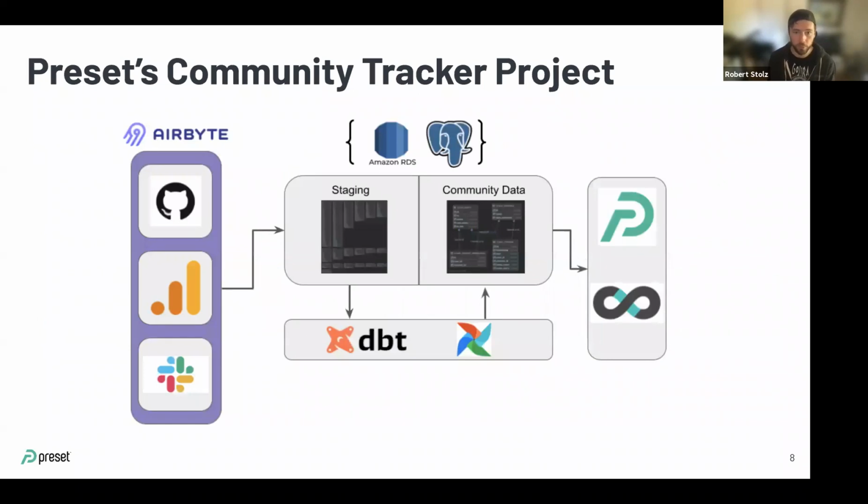The architecture looks something like this. We have Airbyte pulling data from a number of different APIs and loading it into a staging environment. Then DBT performs transformations on that data, automated by Airflow. The community data model is built by DBT and provides a schema that's ideal for visualization in Superset and Preset.